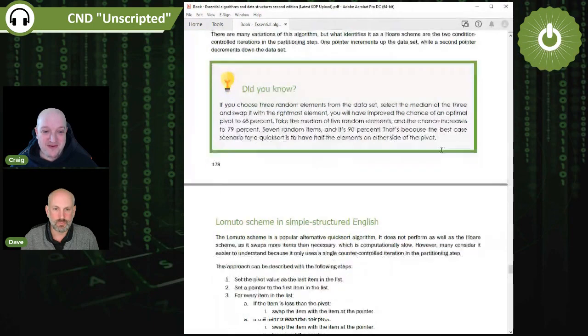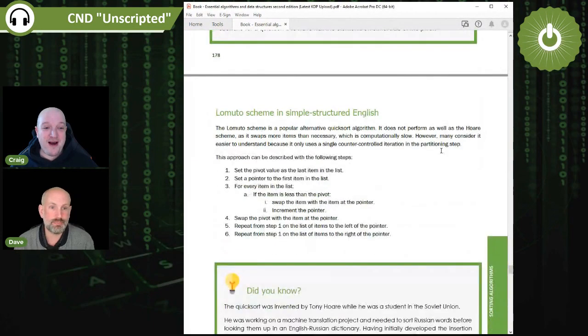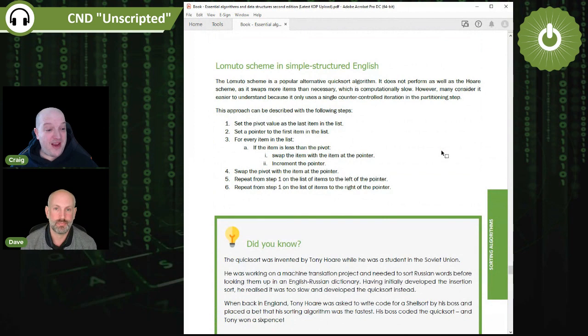Another did you know box. Excellent. And then, of course, you dive into a different representation because, as you mentioned, the quicksort is one of those algorithms of which there are several different approaches, all equally valid in their own right.